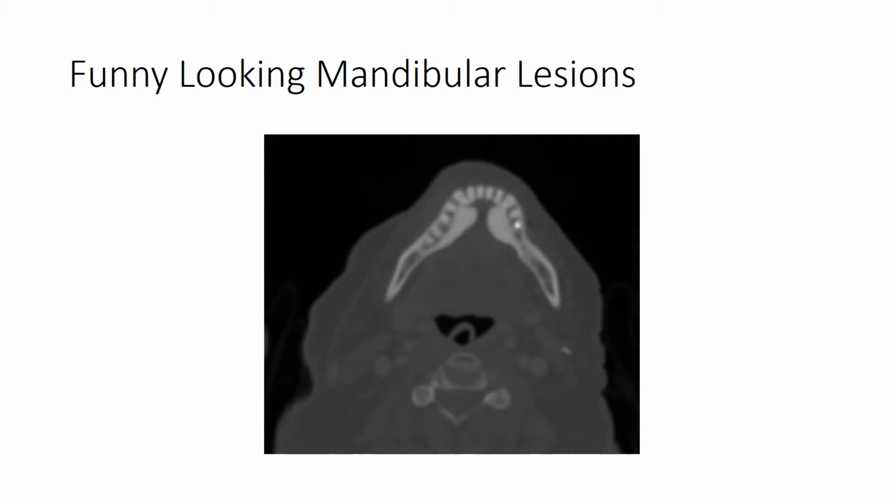So here are two funny looking mandibular lesions. You can see that there's bilateral areas of sclerotic bone along the lingual cortices of the anterior mandible. Now, this is kind of an "Aunt Minnie." You just see it and you know what it is. These are mandibular tori. They're exostoses, so it's just proliferation of cortical bone.